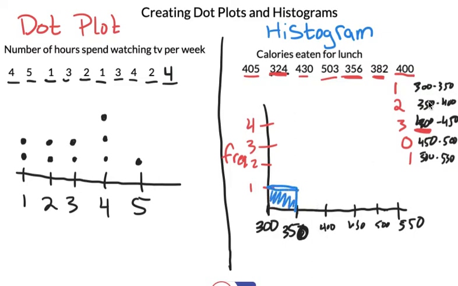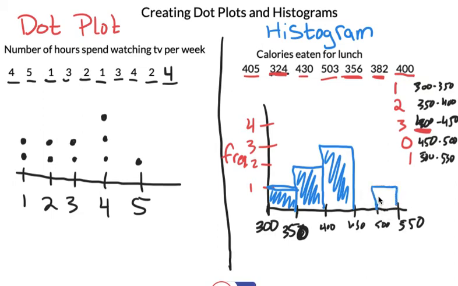How many do we see between 350 and 400? We see 2. So then we have to draw a box that goes all the way up to 2. How many numbers between 400 and 450? We see 3. How many times do we see numbers between 450 and 500? Well, we see 0, so we don't have to draw anything for that. And then we see 1 between 500 and 550. And there's our histogram.